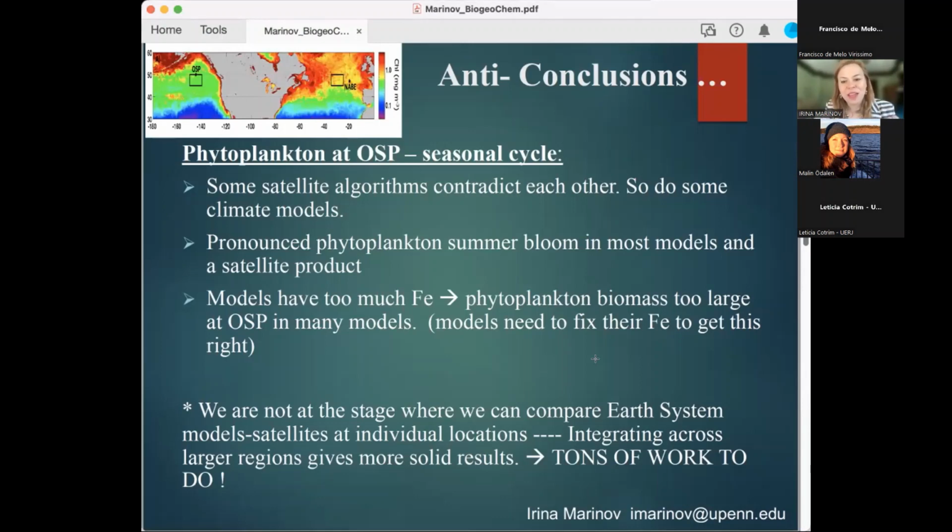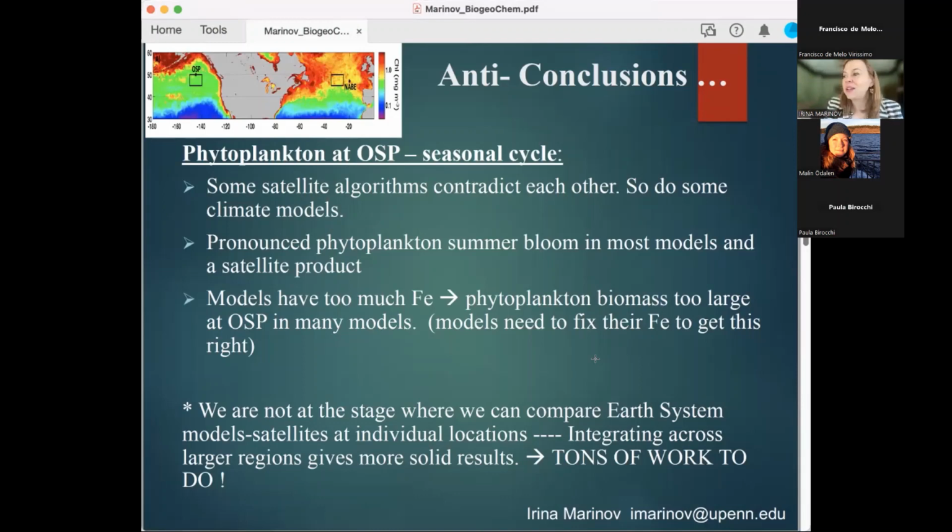Most papers out there that try to match satellite and climate models, and there are very few actually, integrate across larger biomes to give more solid results. In general, the larger the areas you integrate over, the more stories you can see. So there's tons of work to be done to even be able to put satellites and models on the same page in a paper.